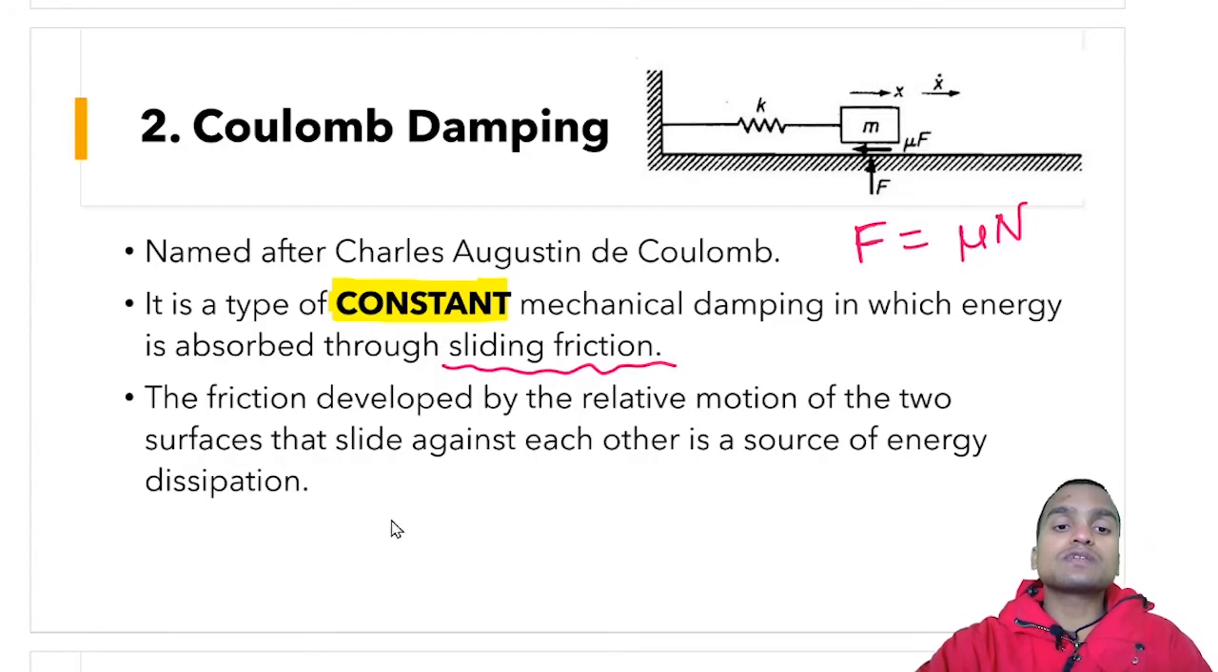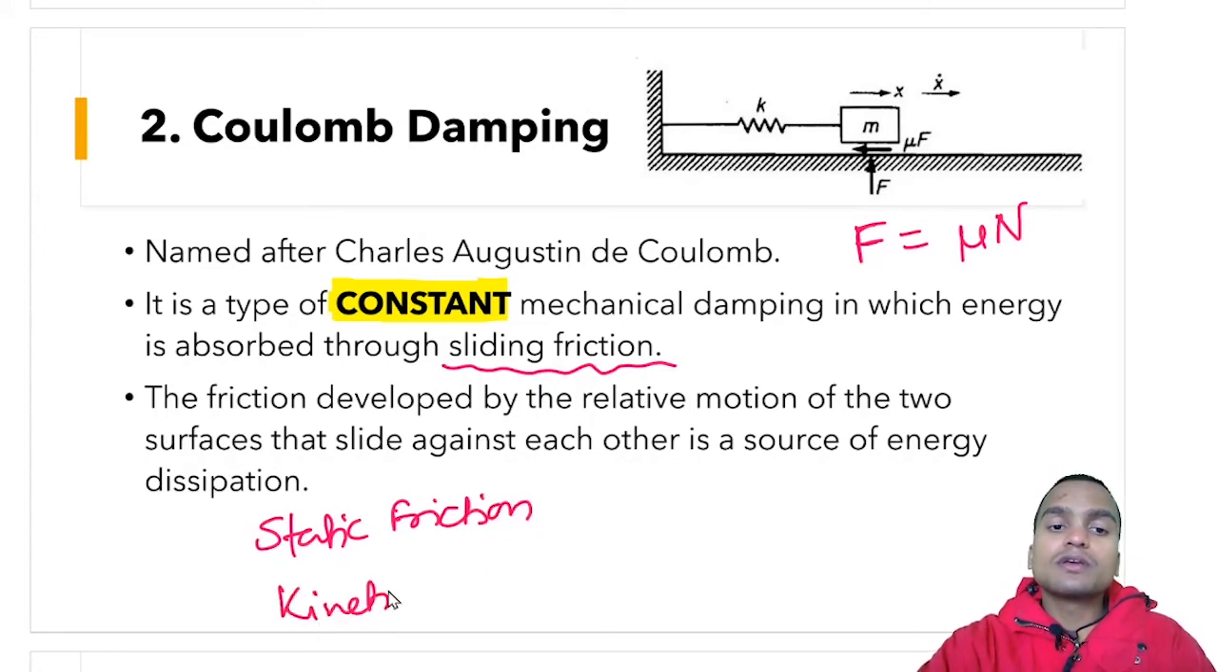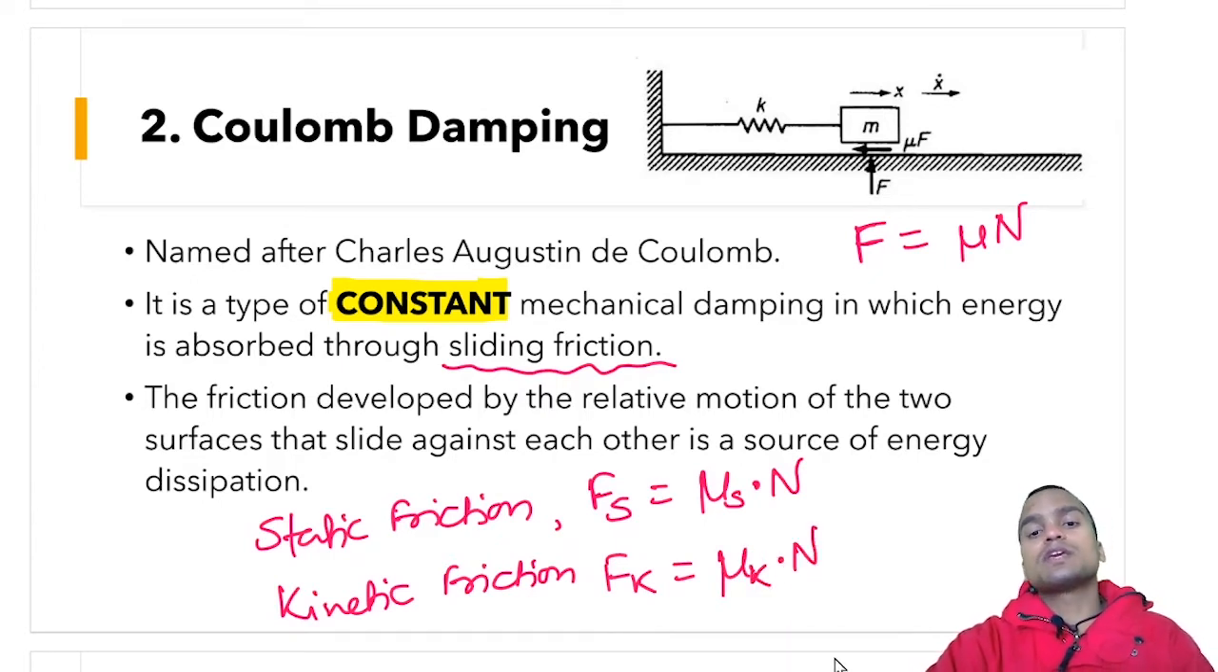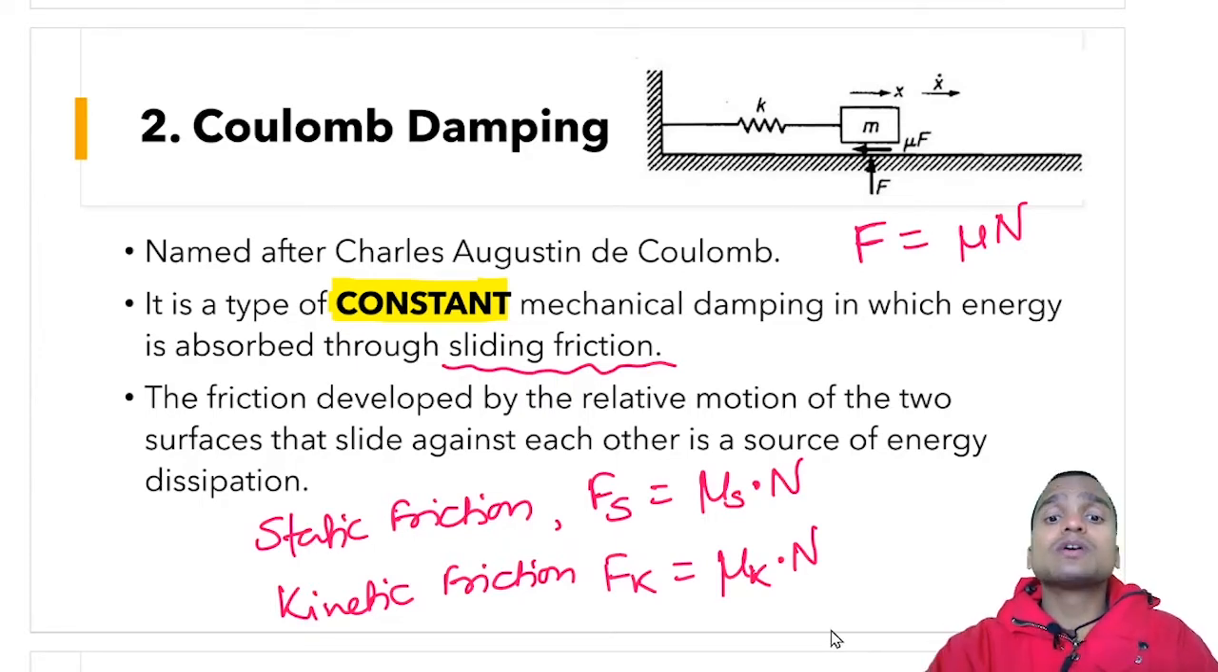Now this frictional force is of two types. One is static friction and another is what? Kinetic friction. Okay, so both are a little different in terms of their coefficient. Static friction is mu s times normal force, and kinetic friction is equal to mu k times normal force. Here mu s and mu k are the static and kinetic coefficients of friction. Again, the coefficient of friction is a constant for the two surfaces. So we know that mu s is slightly higher than mu k.